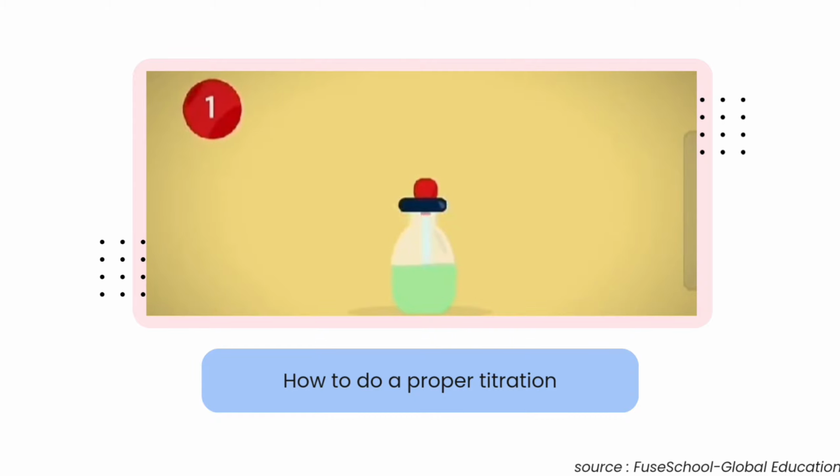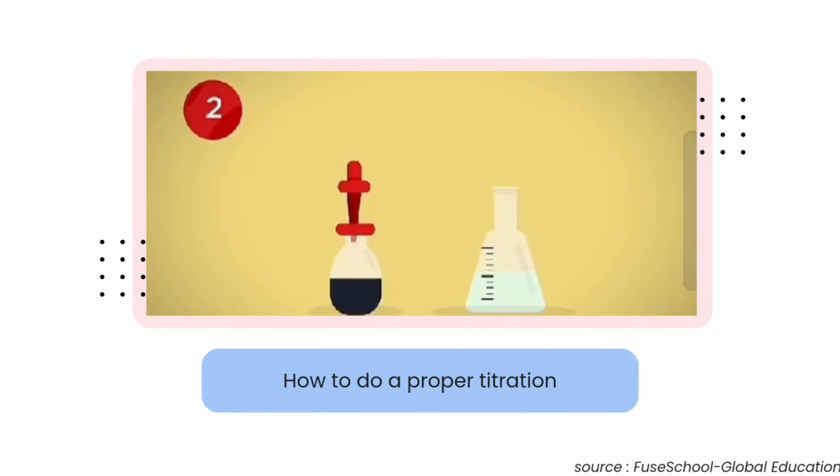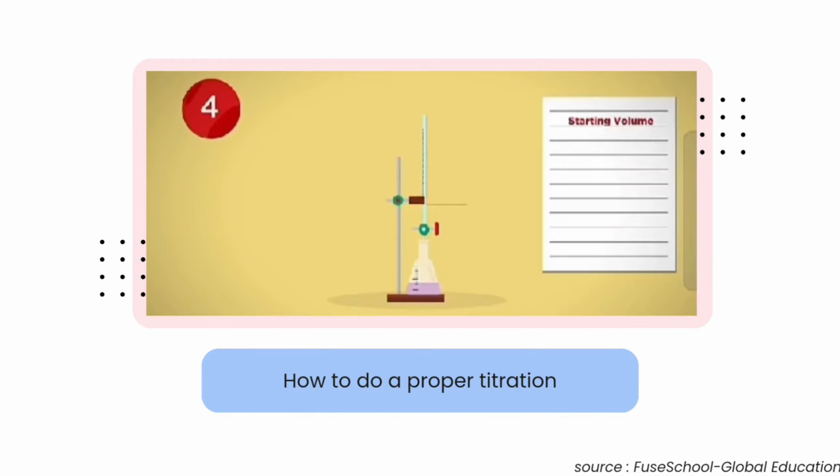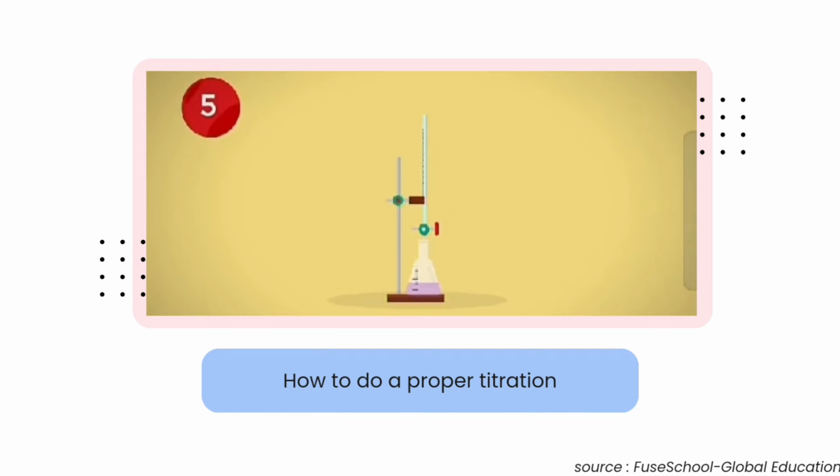1. Using the pipette, add a set volume of the unknown solution to a clean conical flask. 2. You may also need to add a few drops of indicator. 3. Fill the burette with a known solution. 4. Record the starting volume on the burette. 5. Slowly add the solution from the burette to the unknown solution in the conical flask. 6. You may need to swirl the flask to mix, or use a stir plate.